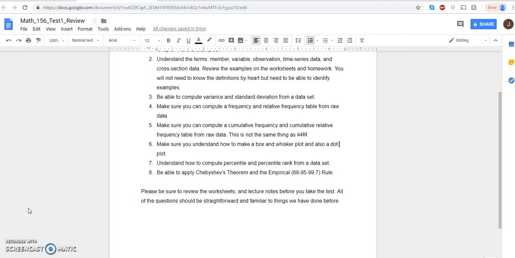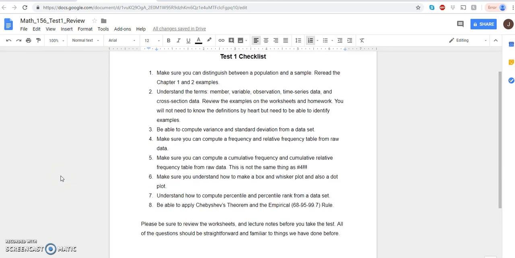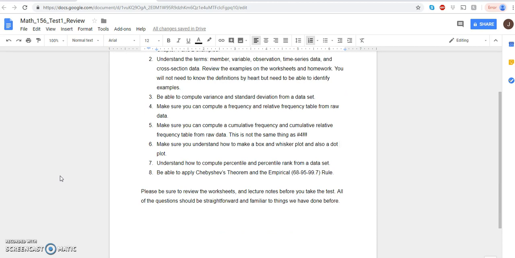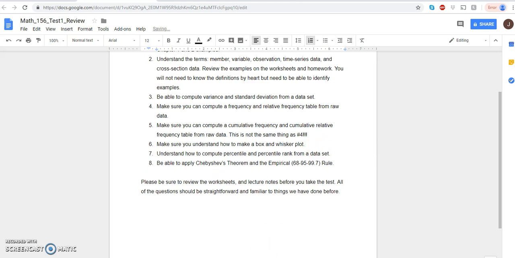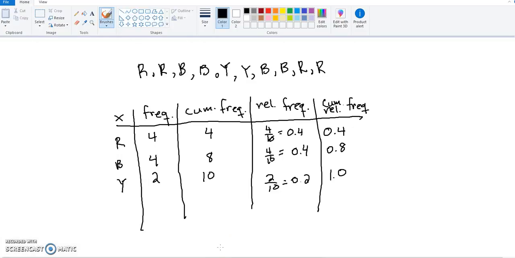Hello everyone, so we're back for the second part of the test review. We've gone through the first 5 items on the test 1 checklist. So now we're going to look at number 6, Box and Whisker Plot. Don't worry about the dot plot, I'm not actually going to include that, so we're just going to do a Box and Whisker Plot. So there's 2 Box and Whisker plots.